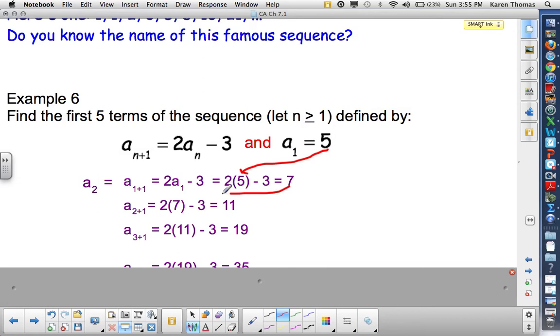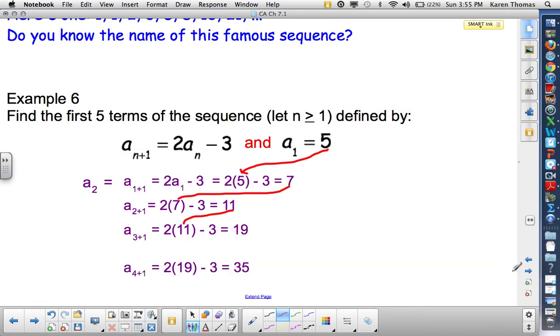Here, I take this 7 and I put it in the formula for the third term. There's our first term, second term, third term is 2 plus 1. So what I'm doing is going to take my a sub 2 and put it right here for 7. Take my a sub 3 that I just found, put it in to find a sub 4, my next term. My a sub 4, I put it in to find a sub 5. And I'm done with my recursive sequence.